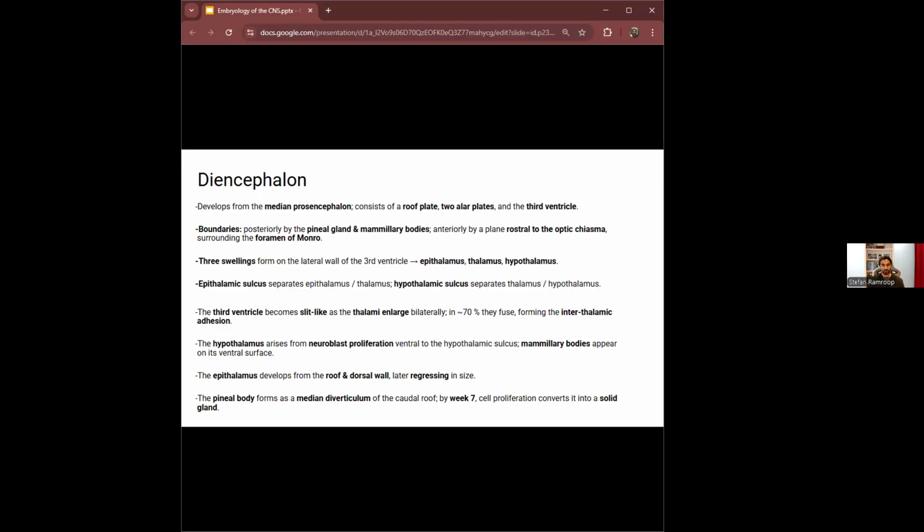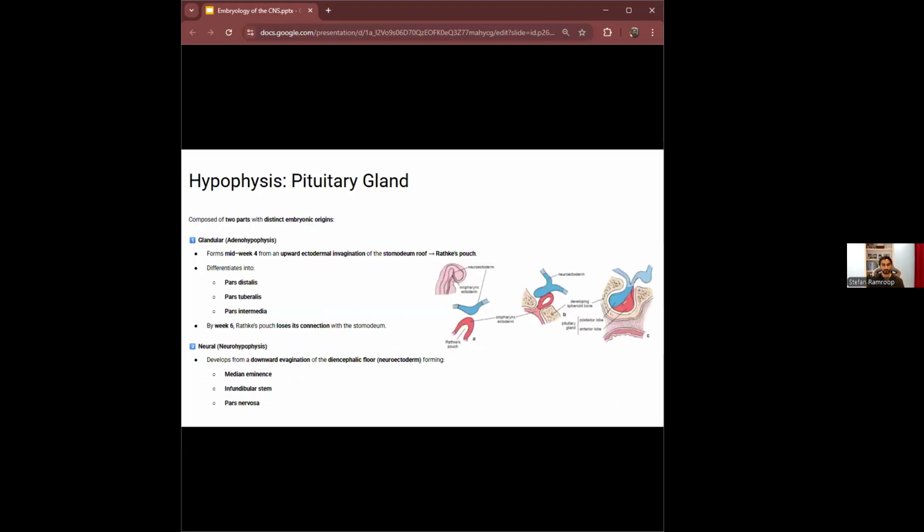The hypothalamus forms from neuroblast proliferation ventral to the hypothalamic sulcus, with the mammillary bodies emerging on its ventral surface. And the epithalamus develops from the roof and dorsal wall of the diencephalon, and that's going to regress in size relative to the surrounding regions. The pineal body will arise as a median diverticulum from the caudal roof. By about week 7, continued cell proliferation will convert this diverticulum into a solid gland.